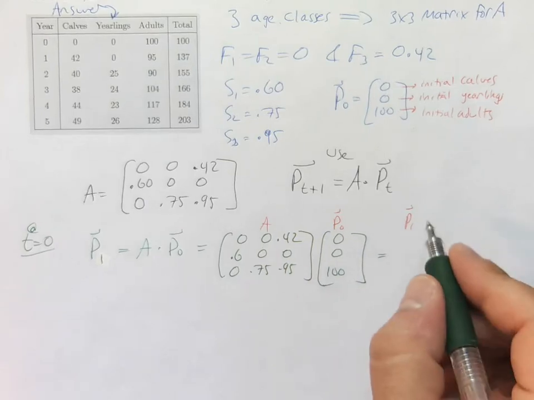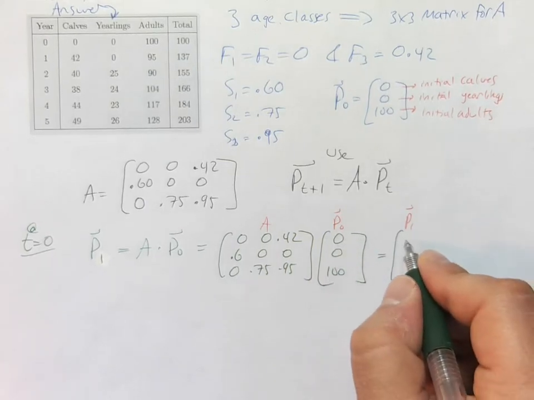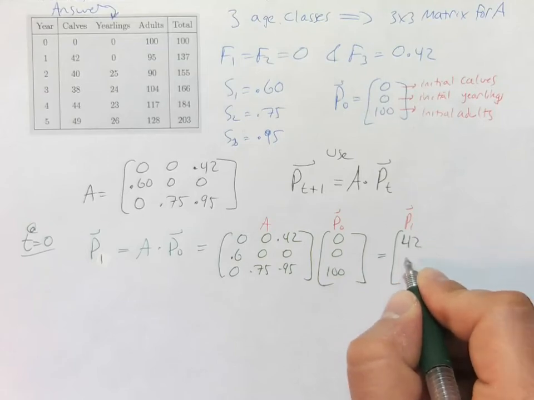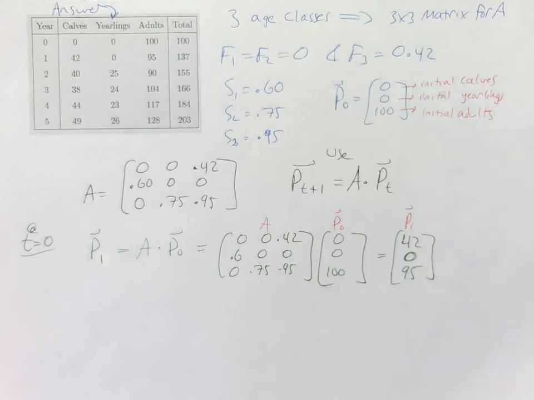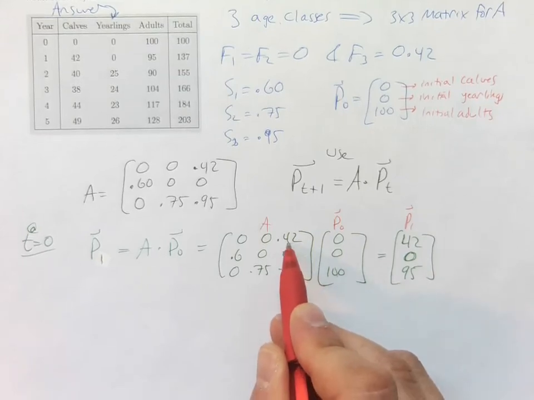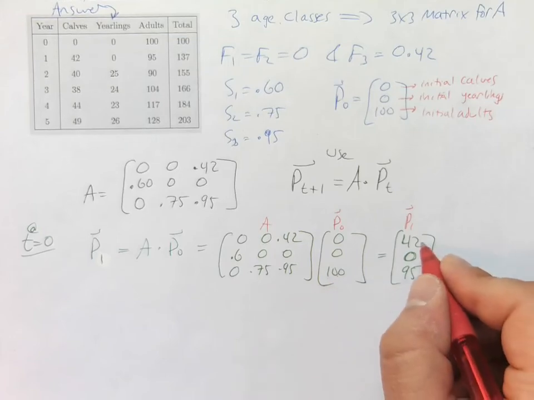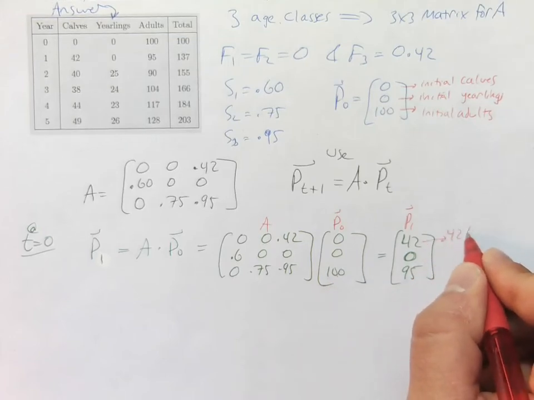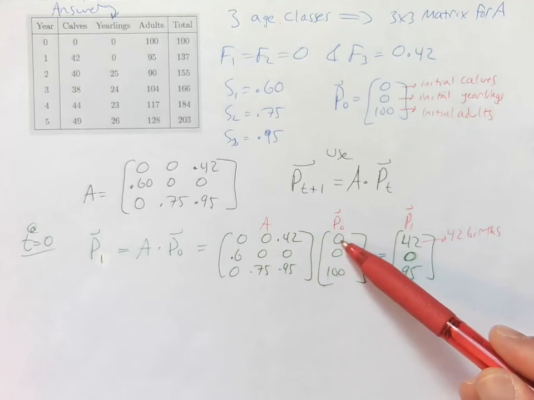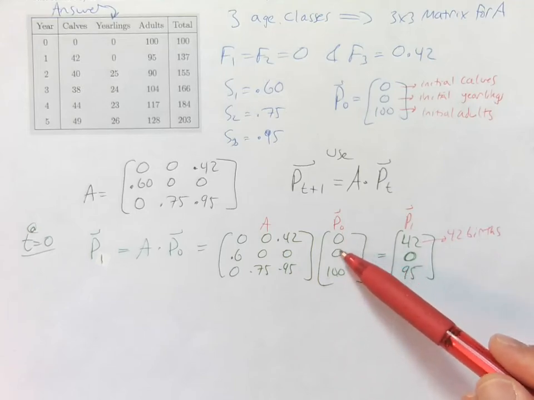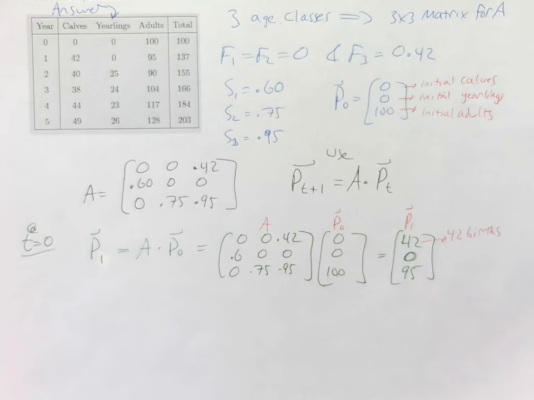When you do the multiplication, you get 42 in the first spot, 0 in the second spot, and 95 in the third spot. Let's analyze what just happened here. You had only 100 adults, and 0.42 of them gave birth, so that resulted in 42 births in the first time step. There's 0 in the yearling class because there were no calves to move up to yearlings, so you had no one to move up.